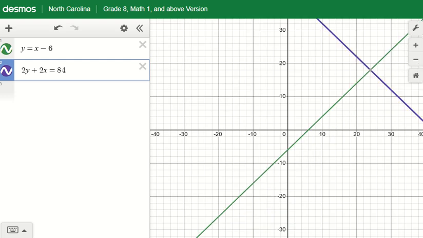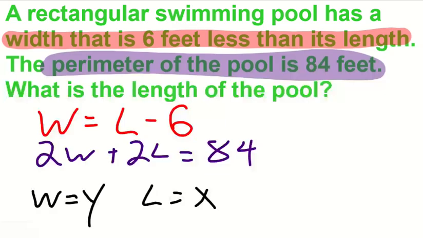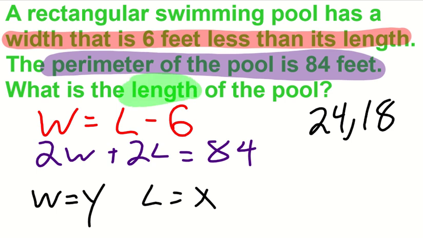Just like anything else, we're looking for where they cross. So they cross at the ordered pair 24, 18. The solution to this is our ordered pair. We got 24, 18. All right. What does the question ask for, though? The length. Y'all, which letter do we say was the length? Well, L, but for our ordered pair, X. X is our length, right? And that's why I wrote it that way so we could remember. So that means my length would be 24.